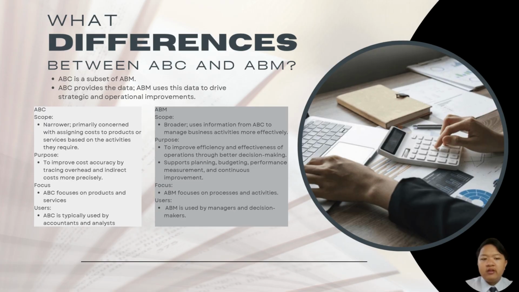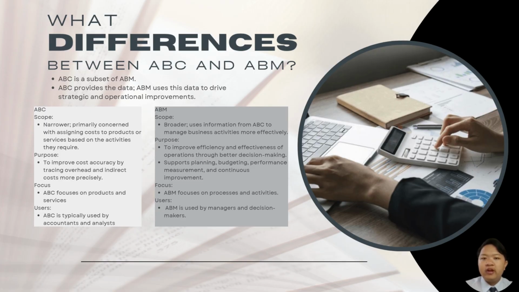ABC is a costing method that assigns overhead costs and indirect costs more accurately to products or services. Unlike traditional costing methods, which use a single cost driver like labor hours, ABC identifies specific activities involved in production and links costs to those activities using multiple cost drivers. For example, if a product requires extra setup, inspection, or packaging, ABC will assign higher costs to it based on the resources consumed. The main goal of ABC is to provide a more accurate view of product or service costs.